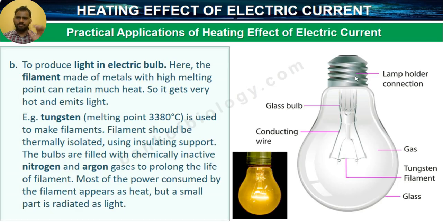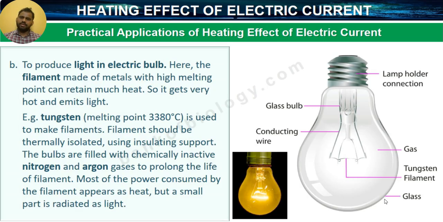We all know how a bulb looks, right? This is the glass bulb. This is a conducting wire. We have a gas filled inside, and we have a tungsten filament, and this is the glass. To produce light in an electric bulb there is a filament.